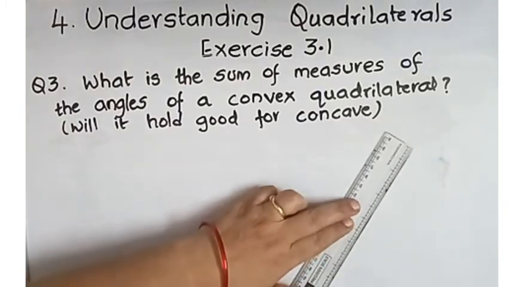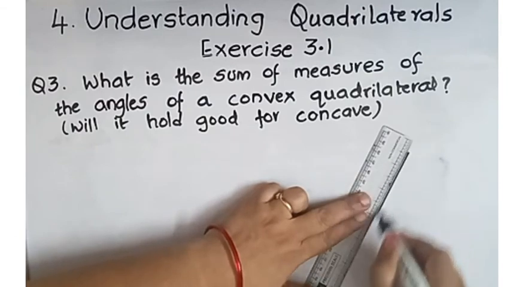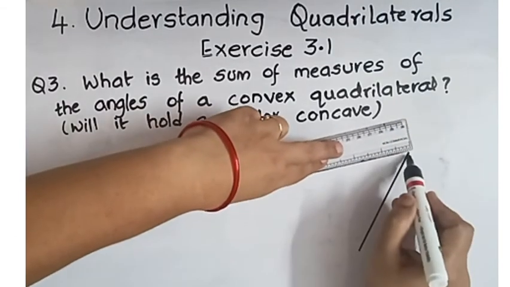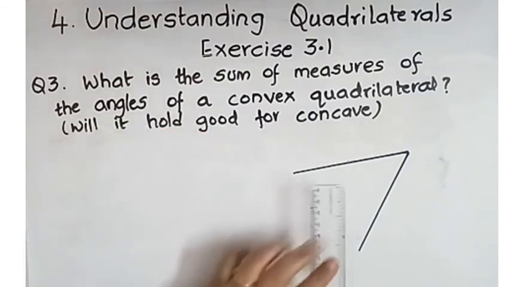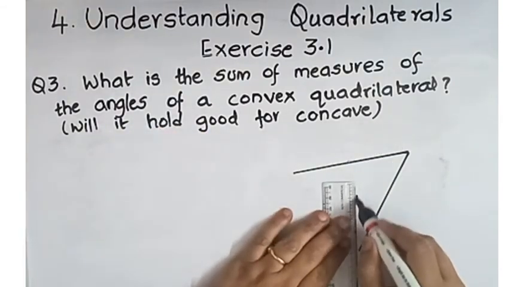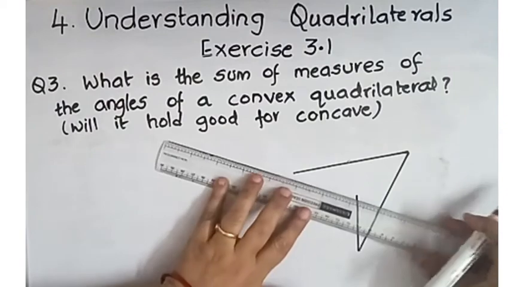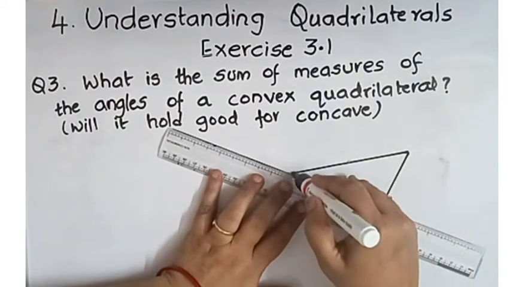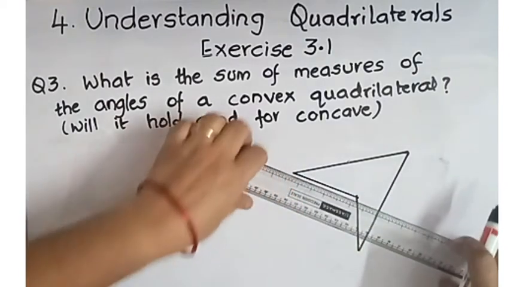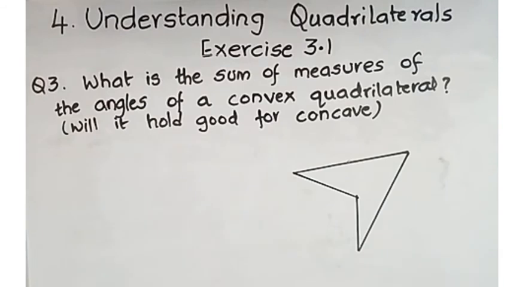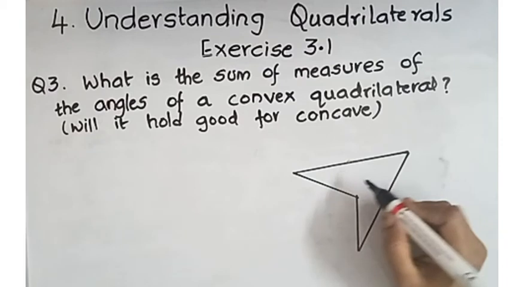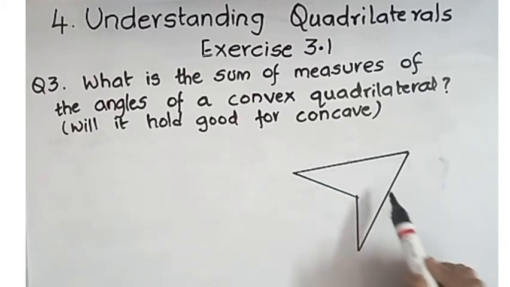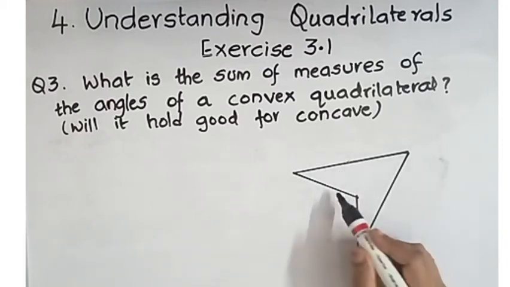So a concave quadrilateral would look something like so. This is a concave quadrilateral because one of the angles is inside. It's a quadrilateral because it has 4 sides, 1, 2, 3 and 4.